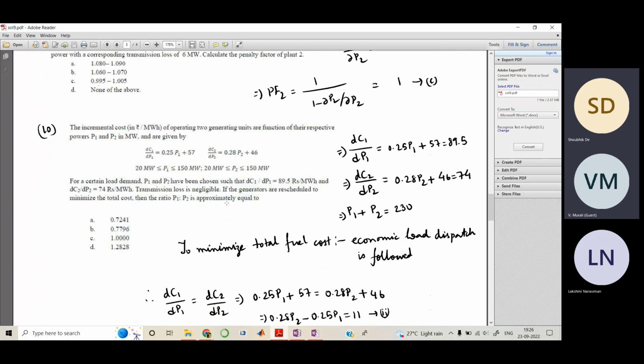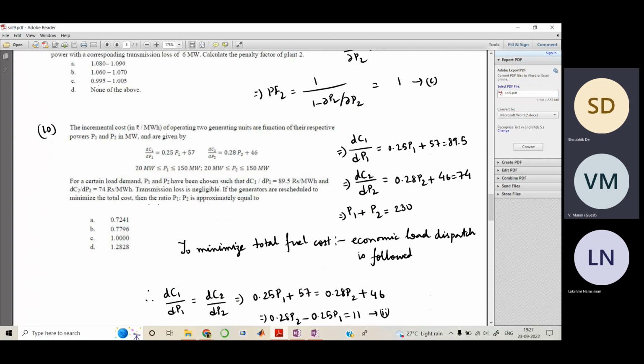Now let us come to question number 10. Again, two generating units are there, and these are the two limits of power that they have shown. For a certain demand P1 and P2, this dC1/dP1 is 89.5, and dC2/dP2 is 74. Again, transmission losses are negligible. If the generators are rescheduled to minimize the total cost, then what would be the ratio of P1 to P2? We have these two equations, and we know that P1 plus P2 equals 230.